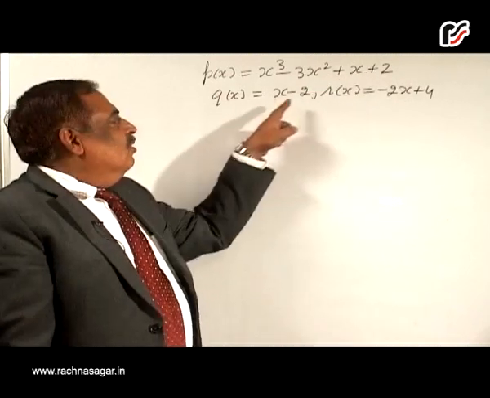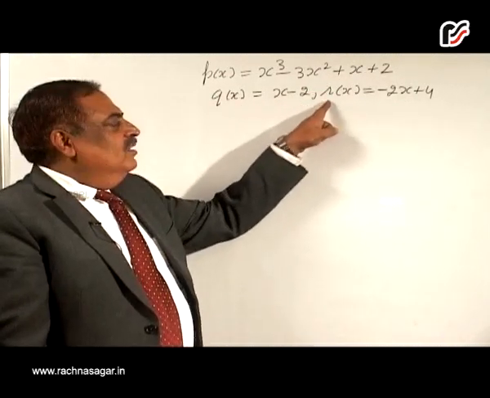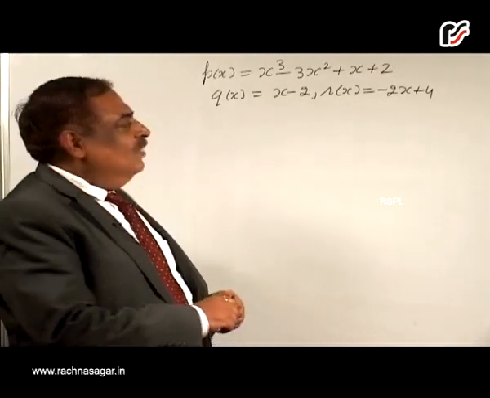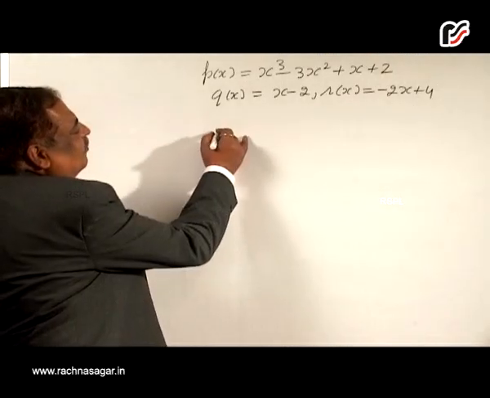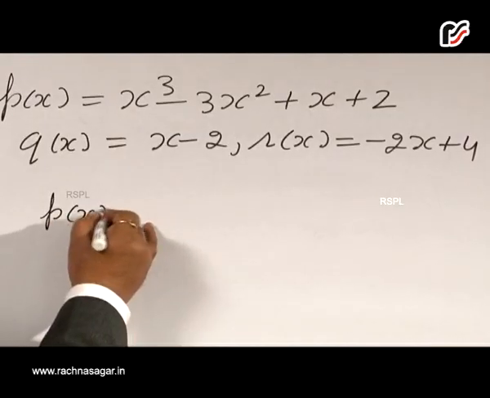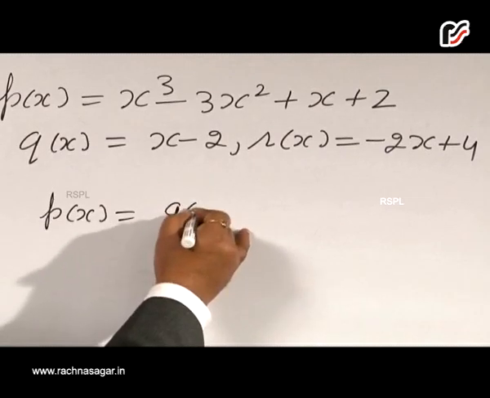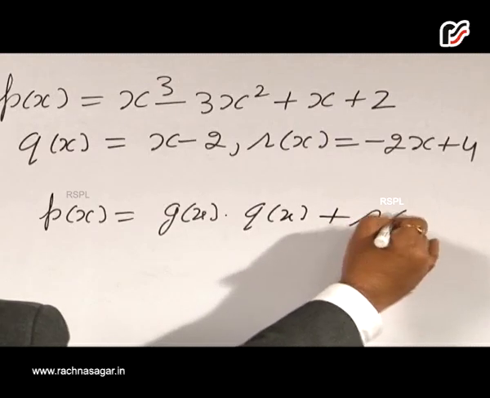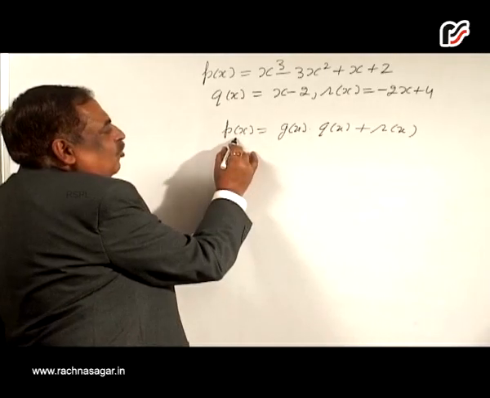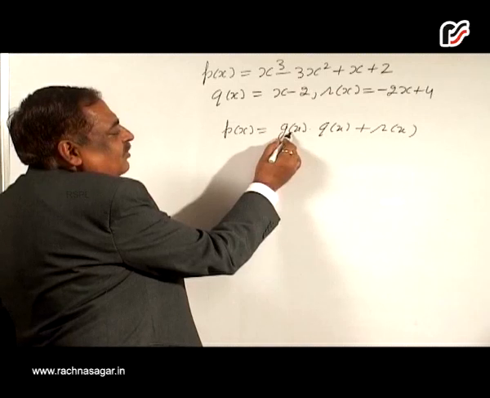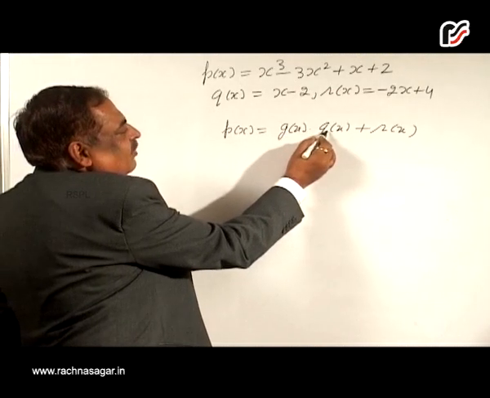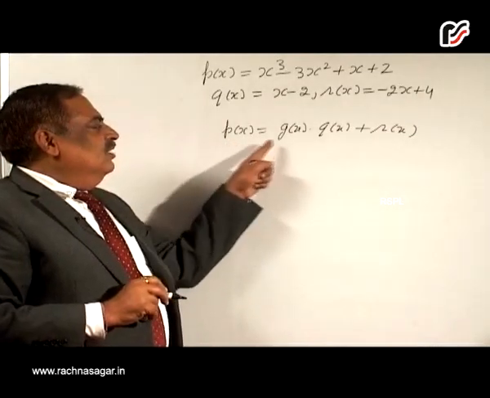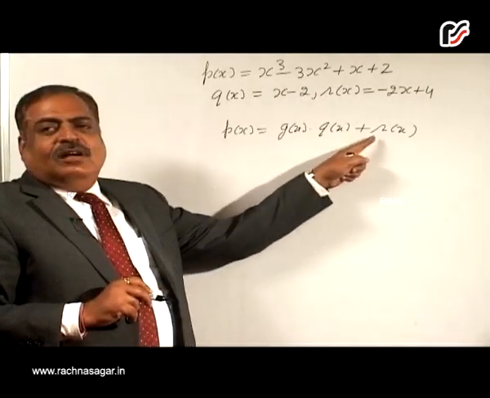Quotient is x minus 2 and remainder is minus 2x plus 4, and we have to find the polynomial g(x). Now according to the division algorithm, we know p(x) is equal to g(x) into q(x) plus r(x). When a polynomial is divided by another polynomial g(x), if the quotient is q(x) and remainder is r(x), then according to the division algorithm, p(x) is g(x) into q(x) plus r(x).